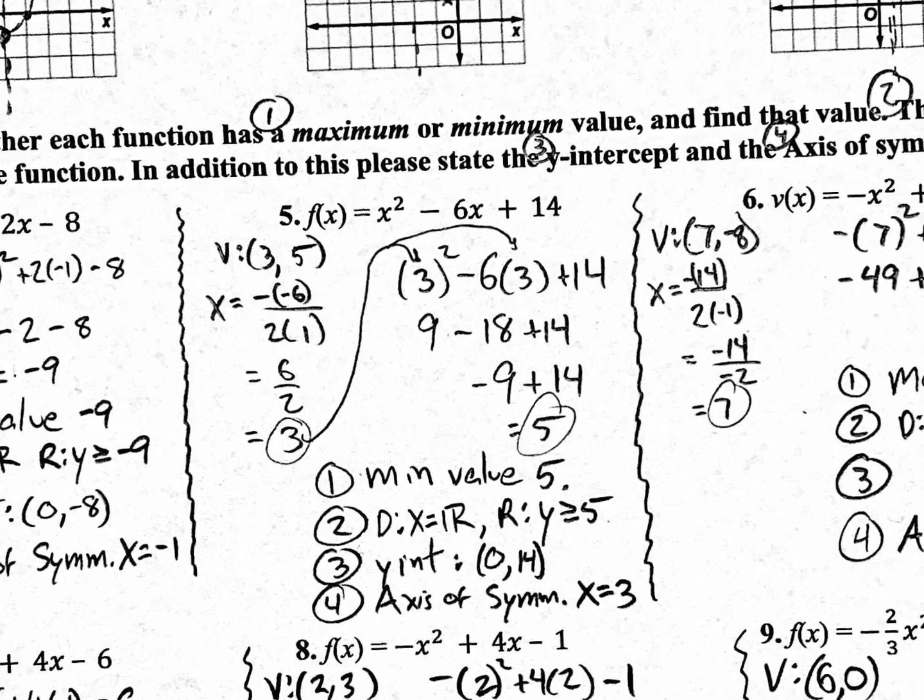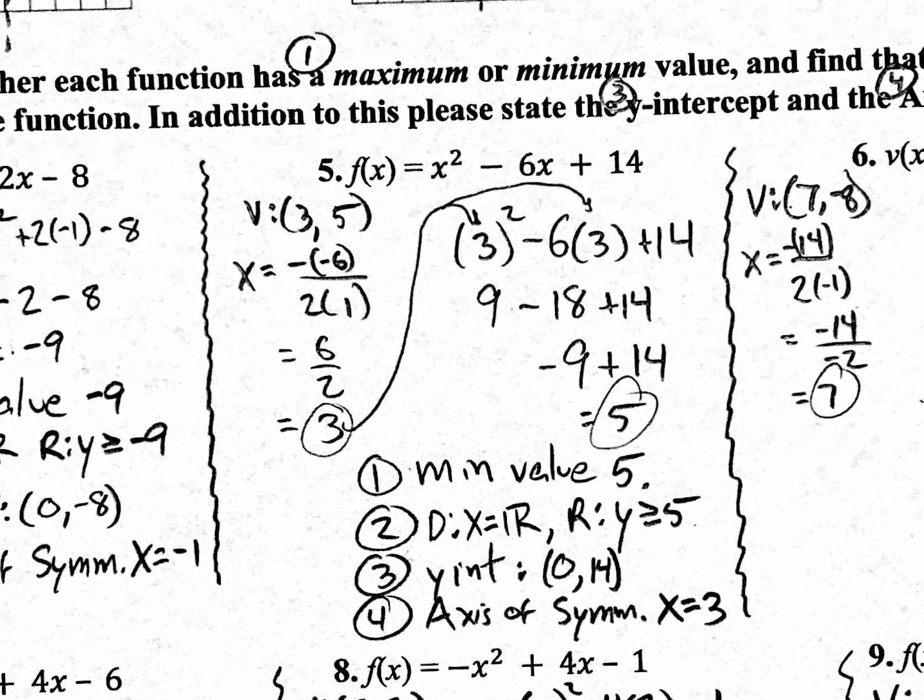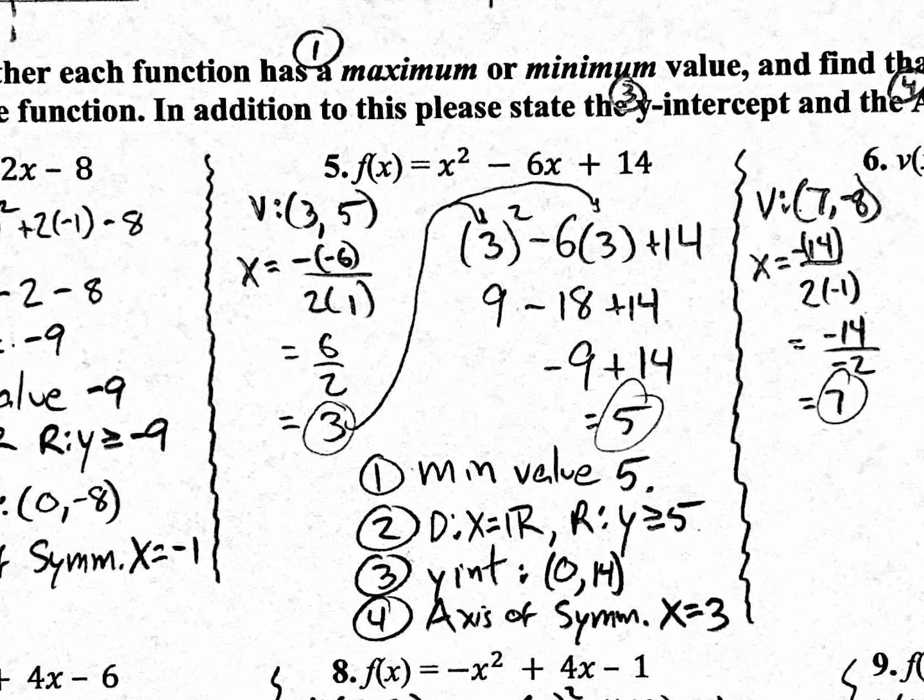Notice that on the instructions, I did not even ask for the vertex. But you need the vertex to answer anything. So you should always start with the vertex. And then from that vertex, you could talk about your minimum value, being at 5. It's minimum because the A value is positive, which means it opens up, which means it's a minimum value. You could talk about your domain and range because you already know your vertex. See, even though I didn't ask for the vertex, you need the vertex to state everything except for the y-intercept.